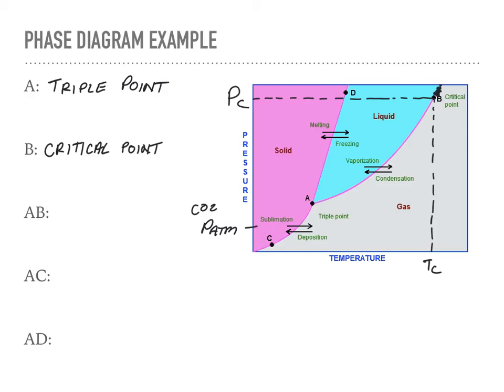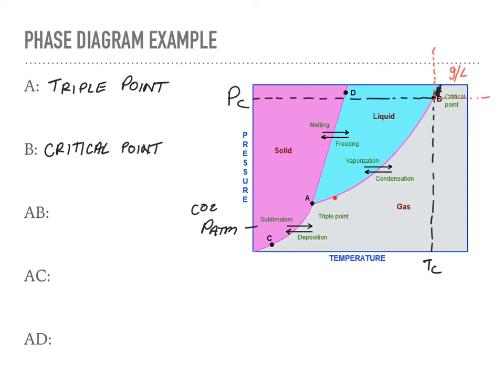Notice that anything to the left of this line, in other words, lower than the critical temperature, is still going to be identifiable as a liquid. Likewise, anything below this critical pressure down here will be identifiable as a gas. It's only when you get both above the critical pressure and above the critical temperature that you have this weird phase that you can't distinguish the gas and liquid.